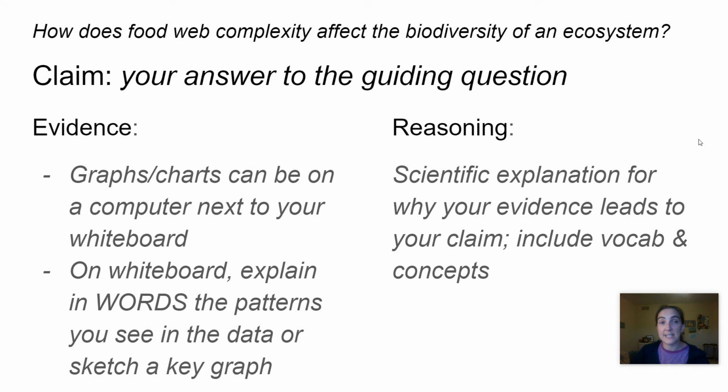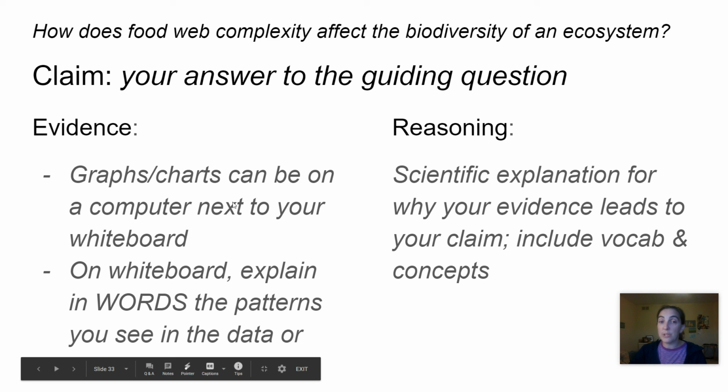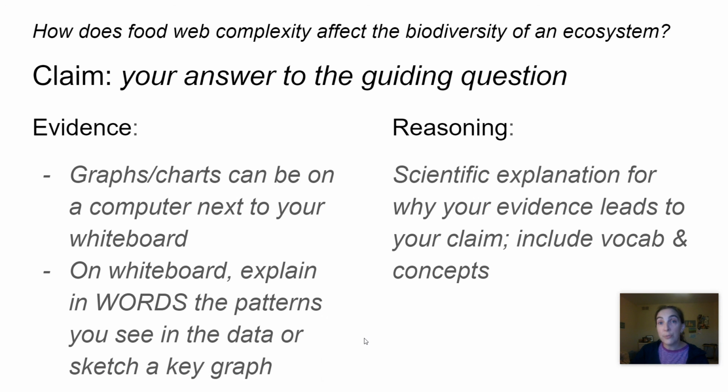Tomorrow, you're going to be taking that data and using it to write a claim answering this question: how does food web complexity affect the biodiversity of an ecosystem? Is it better to have a very complex food web or a very simple one or somewhere in between? You will need to include some evidence. So that's why it's important that you are snipping pictures of your food webs and the graphs that you generate today. And then you'll need to include some reasoning and see if you can come up with an explanation for why a certain level of food web complexity leads to the highest amount of biodiversity. So that's where we're going with this over the next day or two.